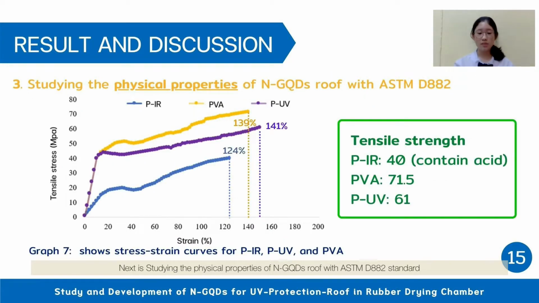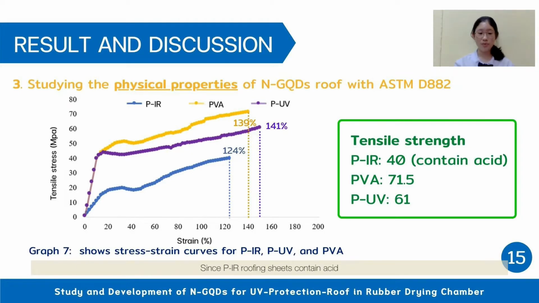Next is studying the physical properties of nitrogen doped graphene quantum dots group with ASTM B882 standard. As shown in graph 7, PIR had the lowest stress and elongation at break, while PVA had the highest. PUV can be stretched the most at 141%, and the least is PIR at 124%. The tensile strength of PIR, PVA, and PUV were 40, 71.5, and 61 respectively.